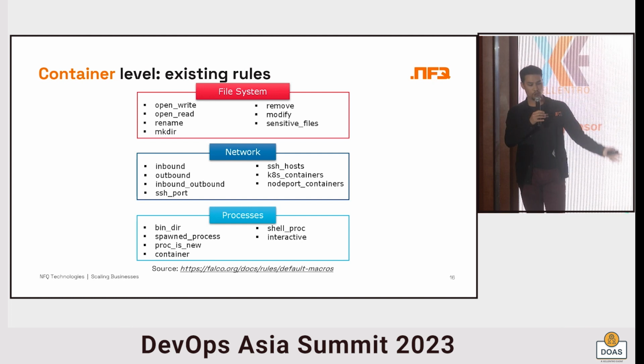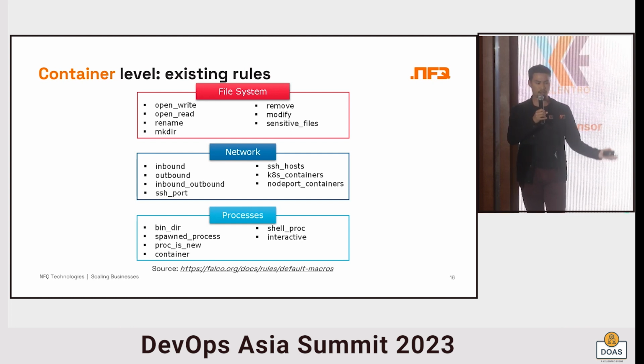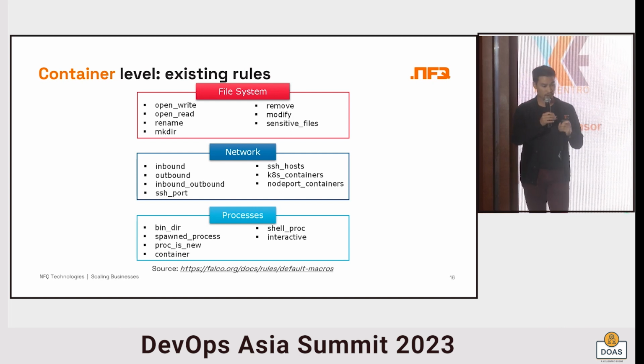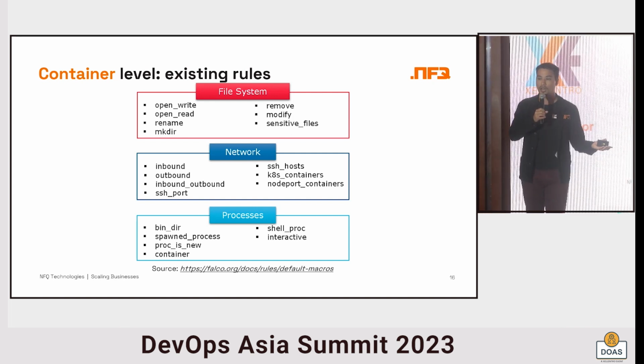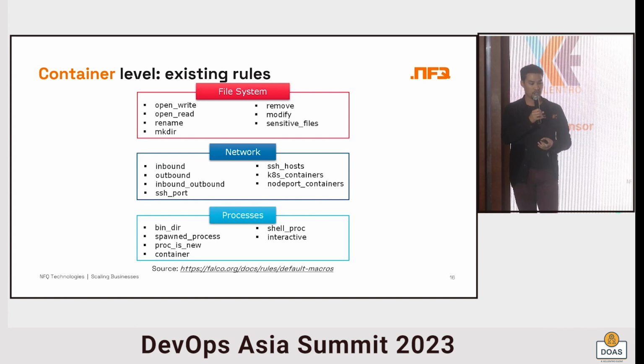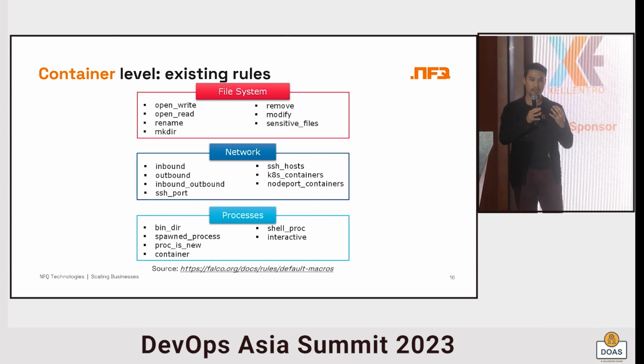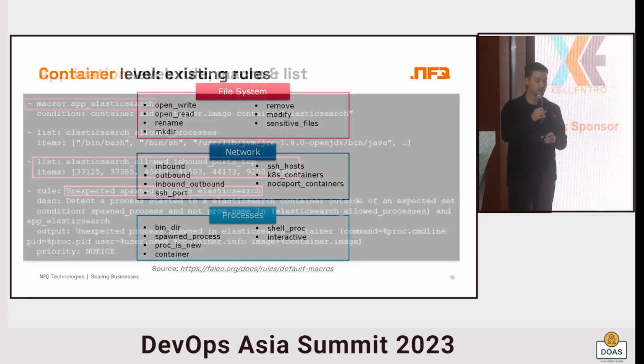So you can detect if someone is opening a file, if someone is removing a file, if someone is modifying a sensitive file, if there are some outgoing and ingoing communications, if there are some weird processes that are spawning out. So it's kind of already rich.